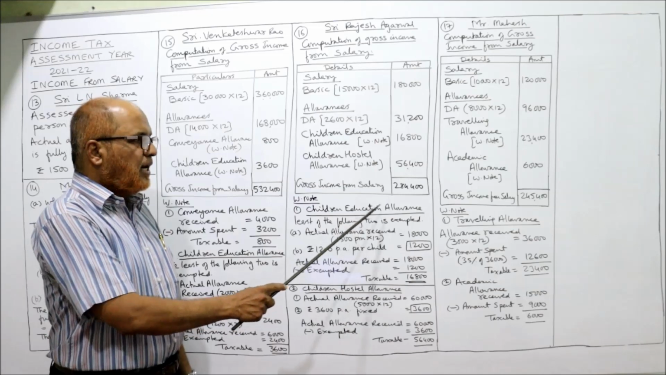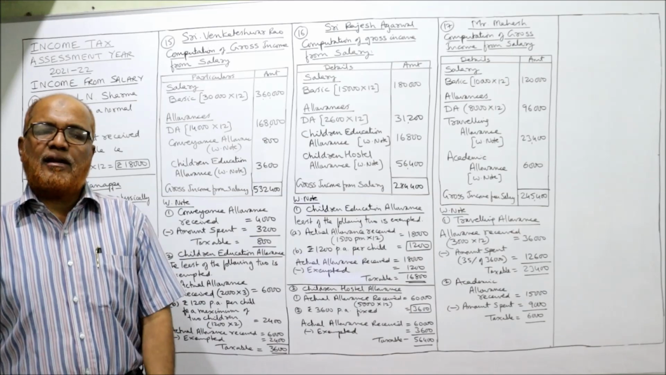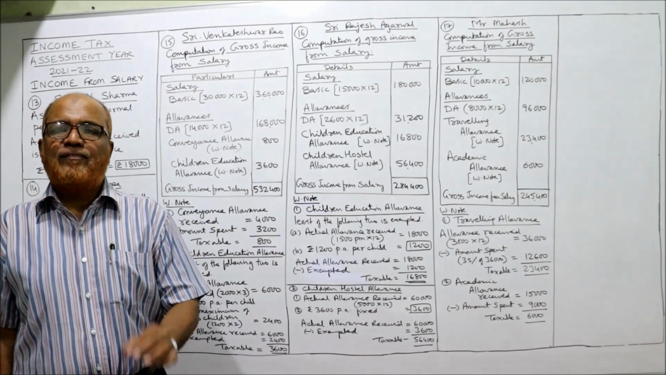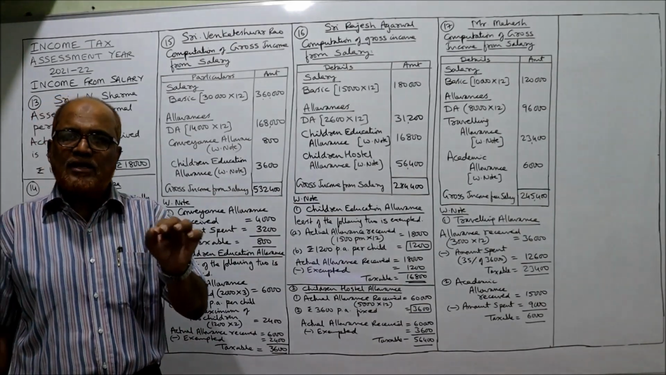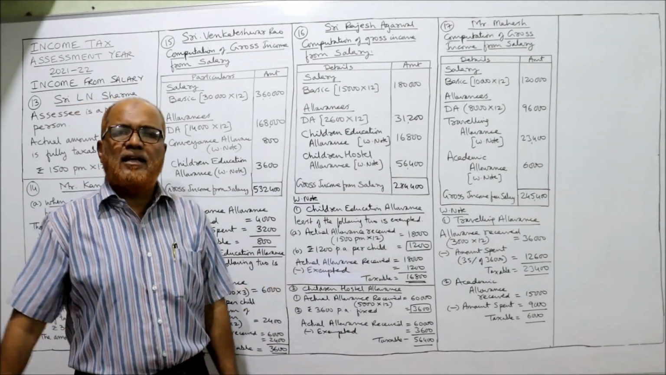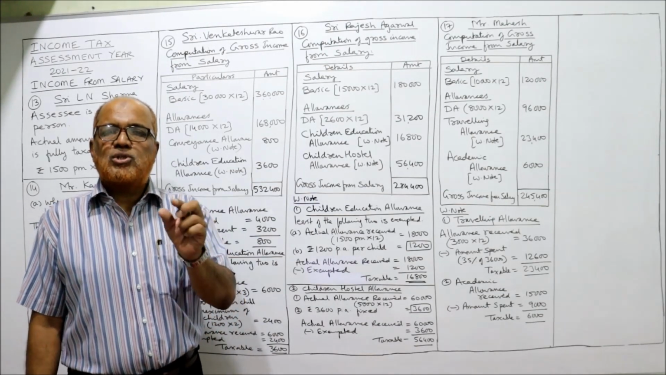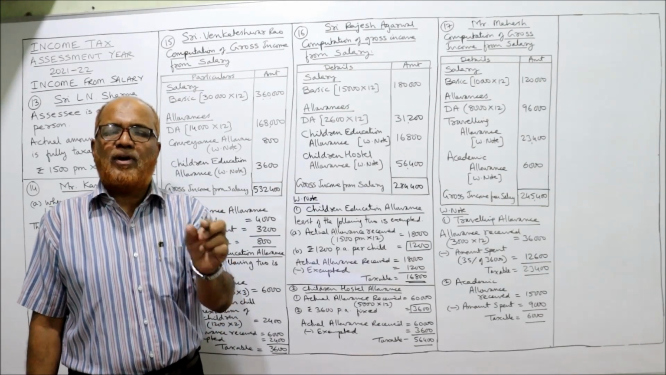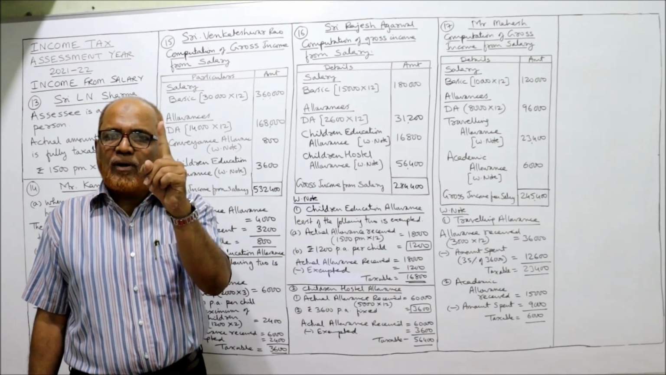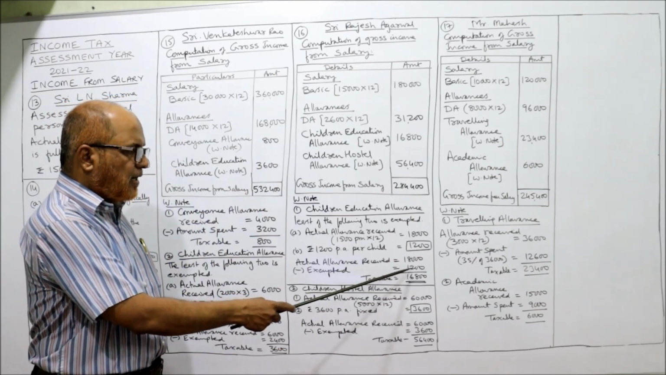First working note, children education allowance. Least of the following two is exempted, remaining is taxed. Actual allowance received: he has received 1,500 rupees per month for his daughter, only one child. So 1,500 per month into 12, 18,000 rupees he got. The Income Tax Act says 1,200 per annum per child for a maximum of 2 children. But he is not getting for 2 children, he is getting only for 1 child. So a deduction will be given only for 1 child, 1,200.